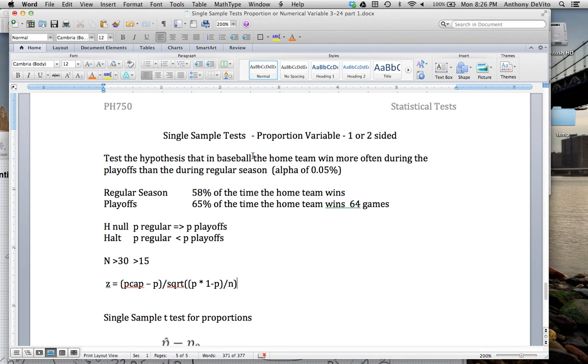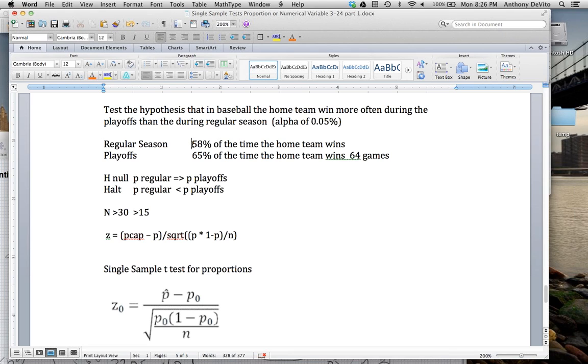So in this case, the test hypothesis is that the baseball home team wins more often in the regular season than in the playoffs. During the regular season, each team plays 162 games. How many teams are there now? 30, 32? I think 30, 32, right? Whatever. That shows you how old I'm getting. I don't remember how many teams there are now. So 32 times 162 games, an enormous sample.